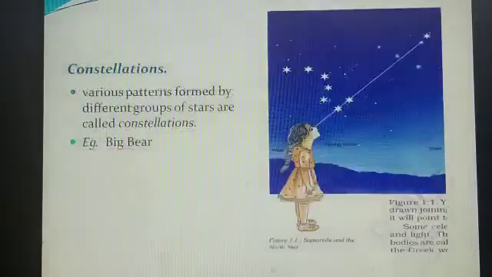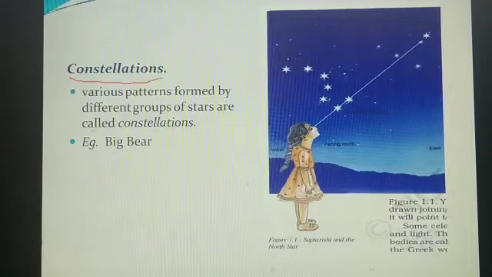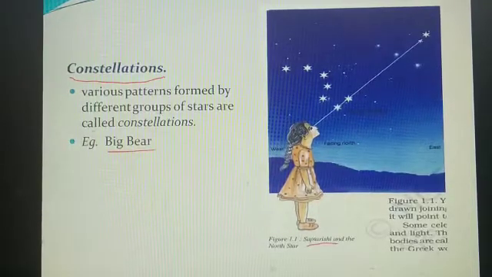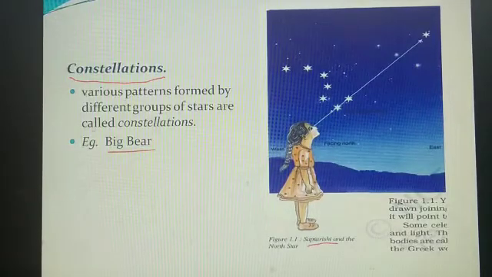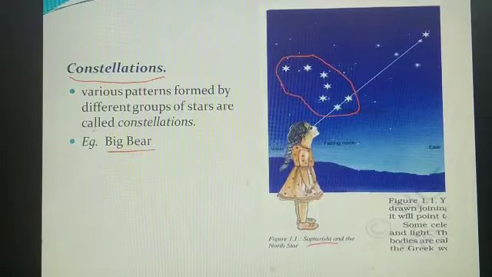Now let's go to the next topic, that is the constellation. Now what is the constellation? Various patterns formed by different groups of stars are called constellations, like the Big Bear, or another one that is given here, that is the Saptarishi. That means the various pattern is formed by some group of the what? Stars. Look at here, there are some stars here and they are forming some kind of pattern.